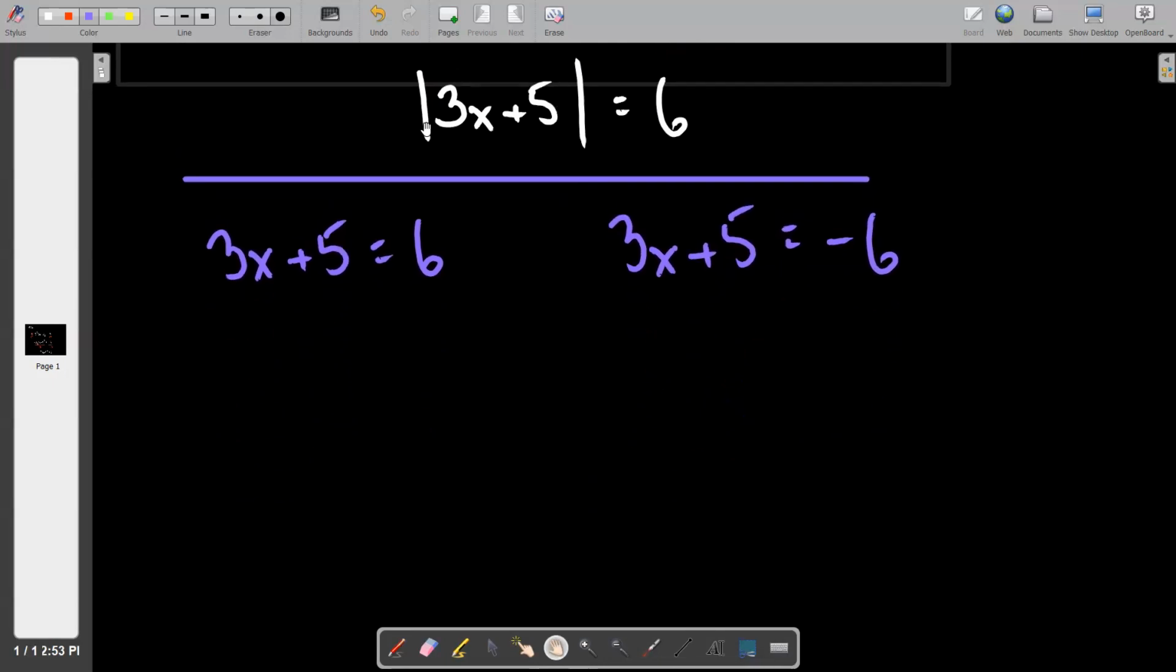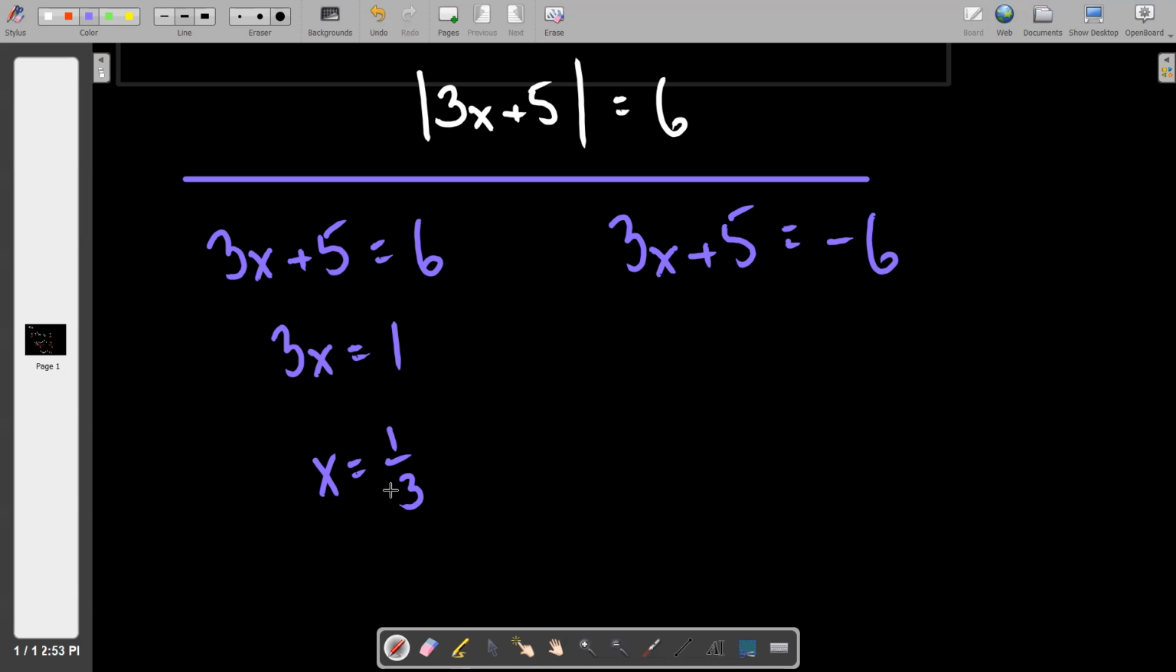Remember, you cannot solve the white equation. You can only convert it to the purple equations and then proceed to solve them. You don't solve equations that have absolute values. You convert them and then solve. So on this one, we're going to take away 5 from both sides, leaving us with 3x equals 1, and then divide by 3, and we get one of our answers, which is x equals 1/3.